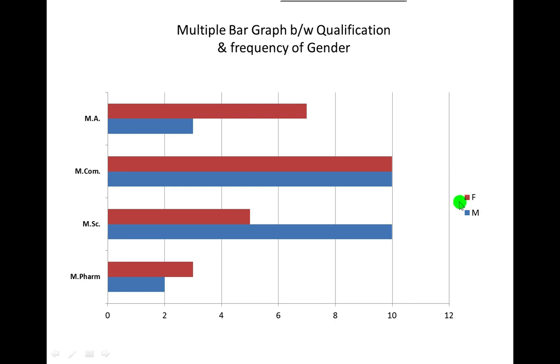So this female and this male. There is no gap between the male and female category because this is a subgroup of the same category, M form, MSc.